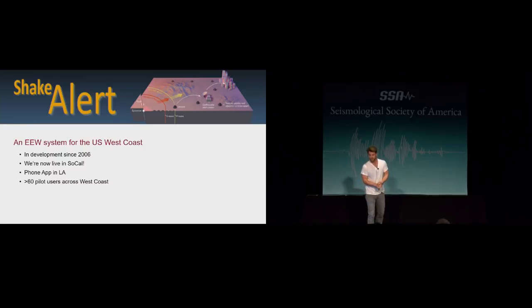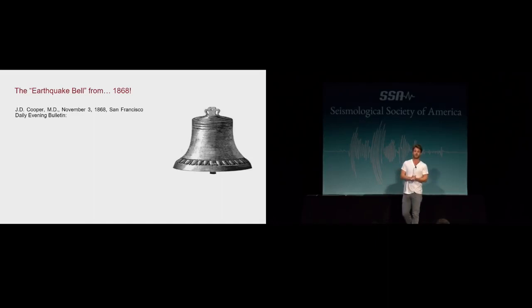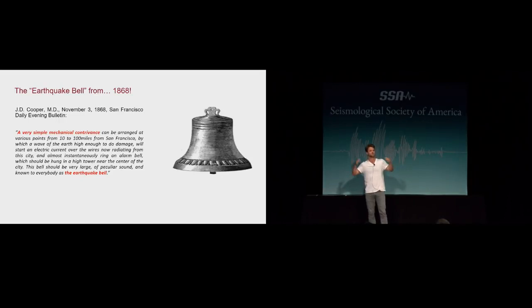The idea goes back actually to 1868, believe it or not, from what was then called the Great San Francisco Earthquake, when a medical doctor called J.D. Cooper suggested that we could just put on the outskirts of the city a very simple mechanical contrivance that would be triggered by incoming seismic waves, and that contrivance would then in turn trigger the earthquake bell that is hung in the middle of the city. And ever since then, we've been trying to develop and design this very simple mechanical contrivance.